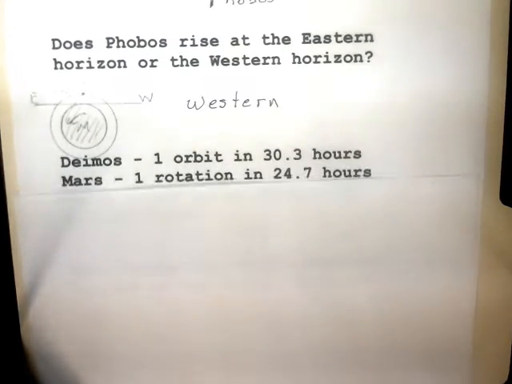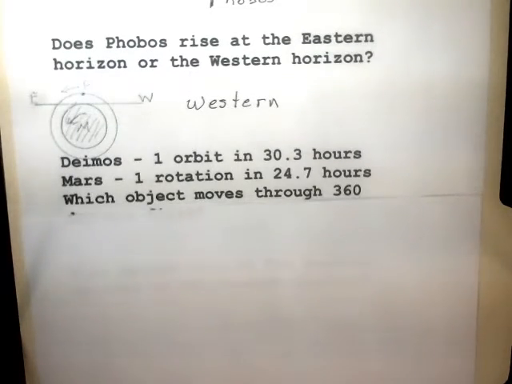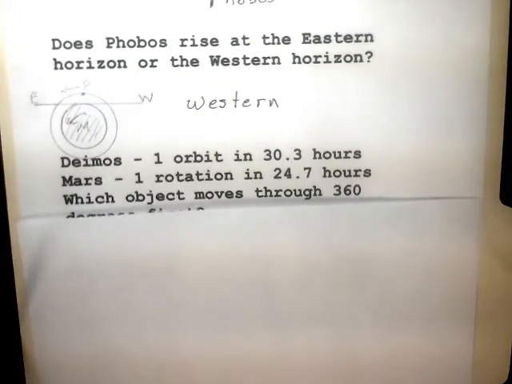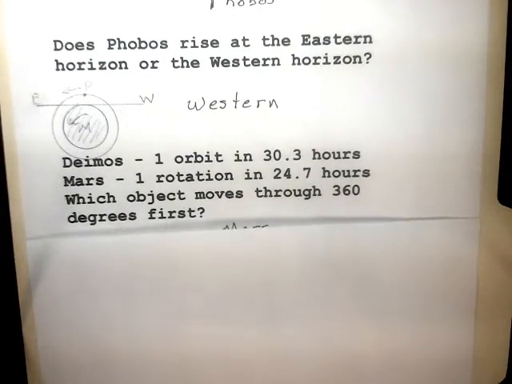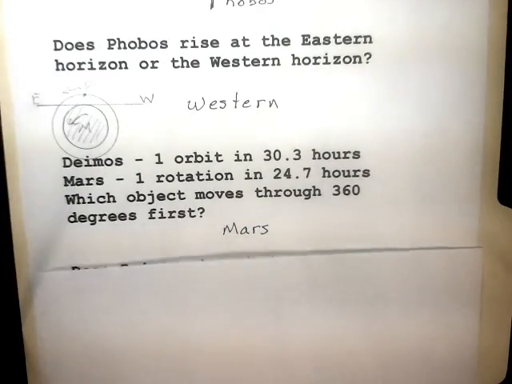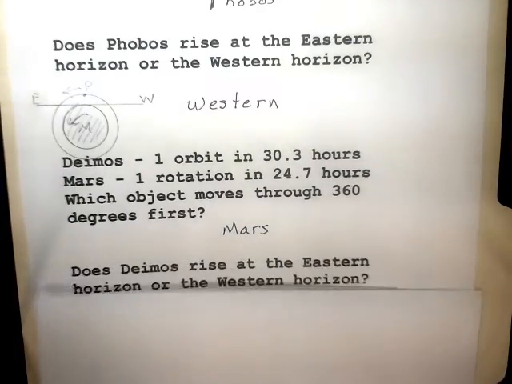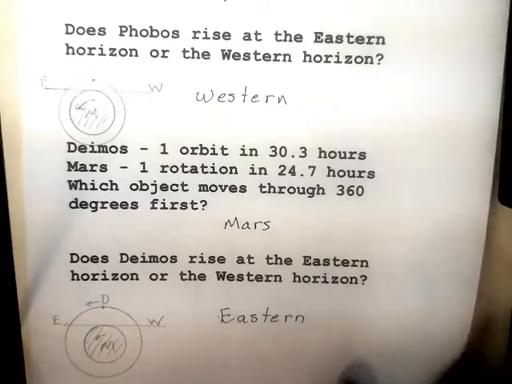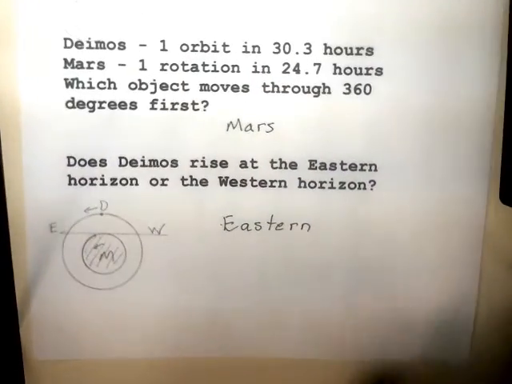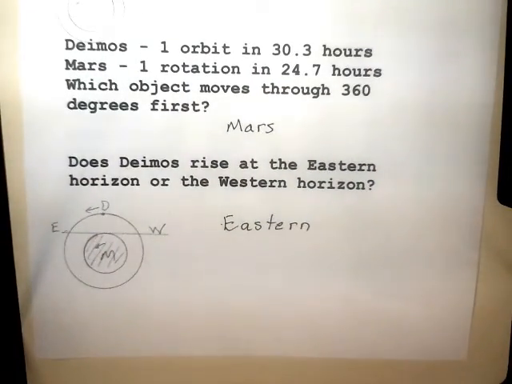What about Deimos? Deimos has one orbit in 30.3 hours. Mars is faster. Mars, one rotation, 24.7 hours. So which object moves through 360 degrees first? Mars is faster. Where is Deimos going to rise? Deimos is going to rise just as our moon rises, in the east.